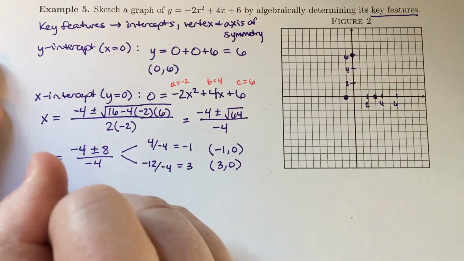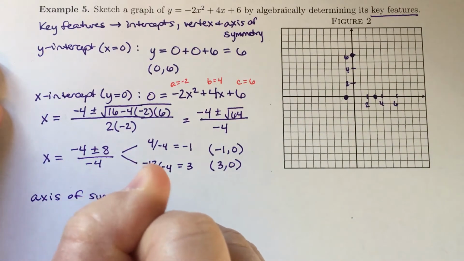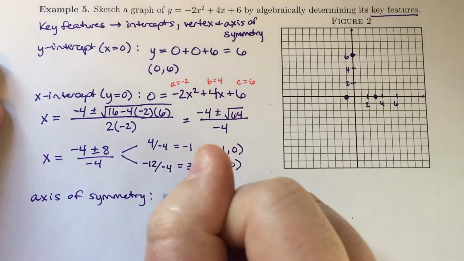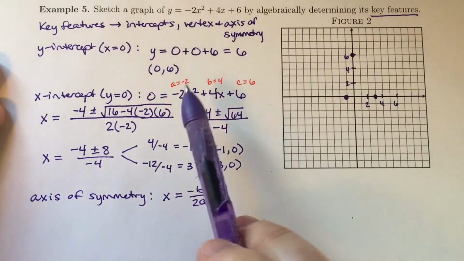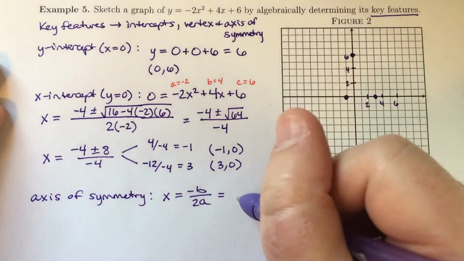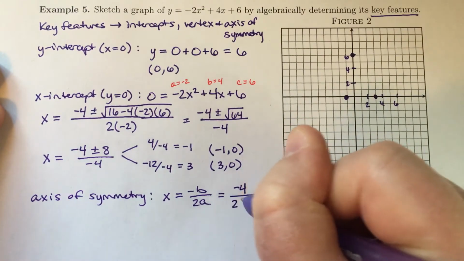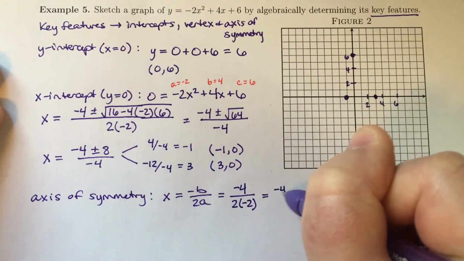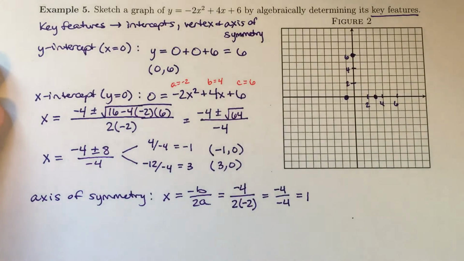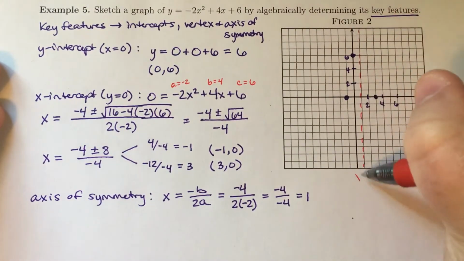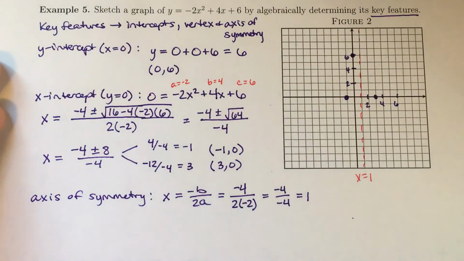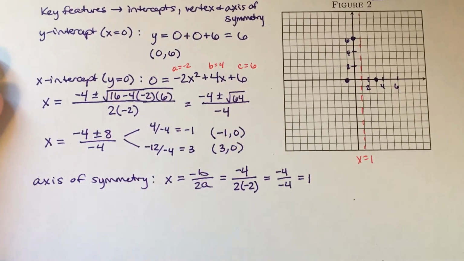So let's find the axis of symmetry. To do that, we're going to use the formula x equals negative b over 2a. It's the same a, b, and c from the quadratic formula. So it's negative 4 over 2 times negative 2, which is negative 4 over negative 4, which would be positive 1. So our axis of symmetry is the vertical line x equals 1. It's not the number 1, it's the line x equals 1. Great. So that's half of the vertex.